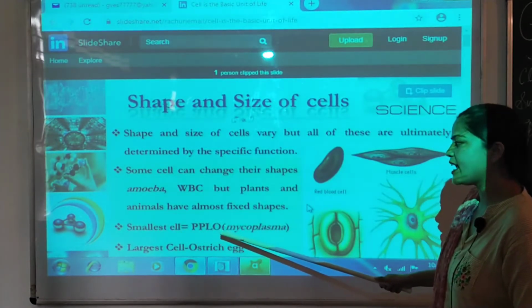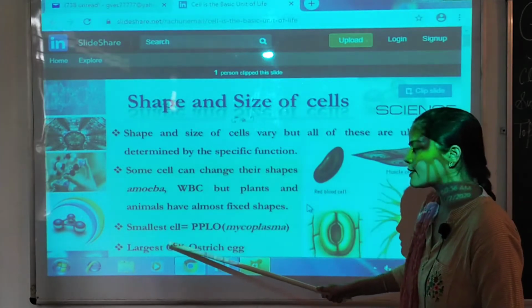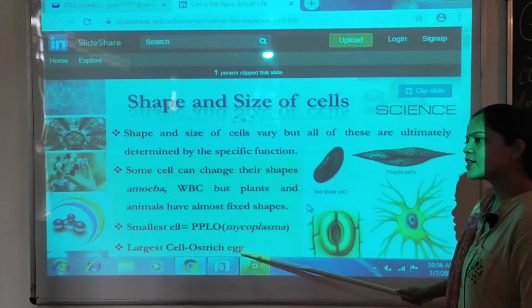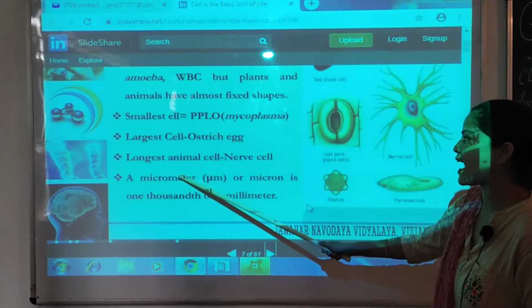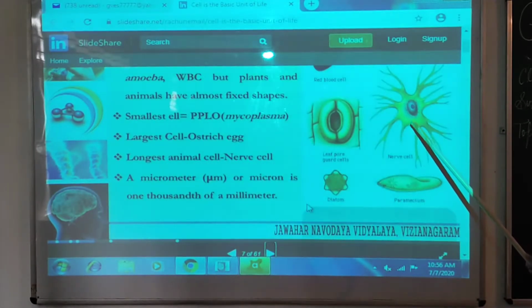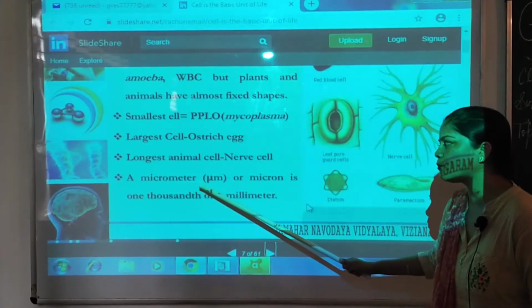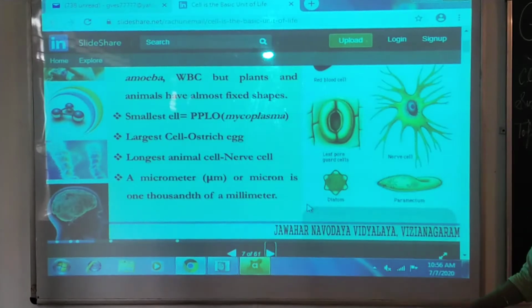Smallest cell is mycoplasma, PPLO. Largest cell is the ostrich egg. Longest animal cell is the nerve cell. A micrometer or micron is one thousandth of a millimeter.